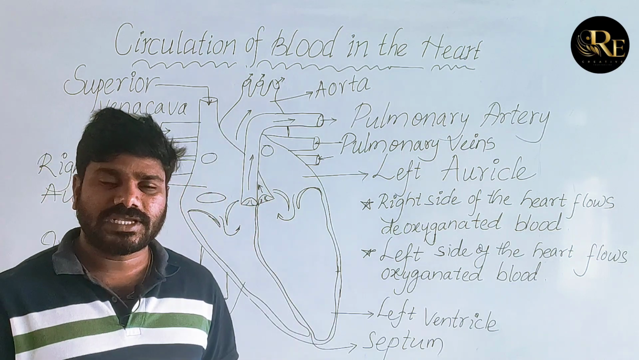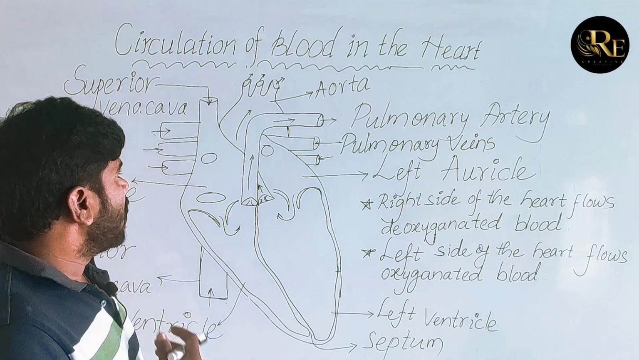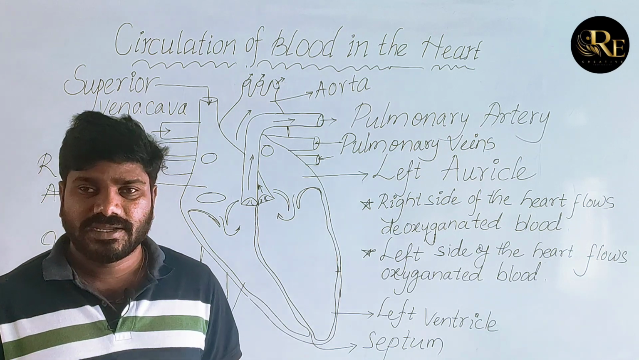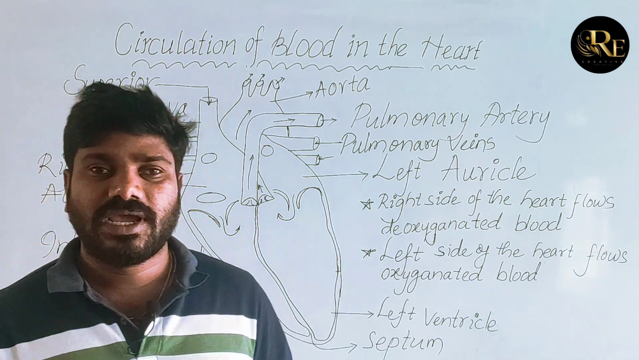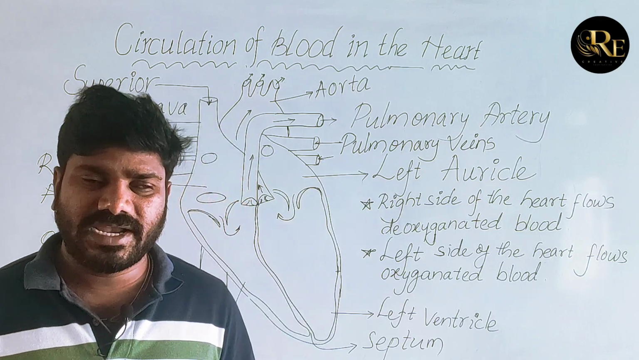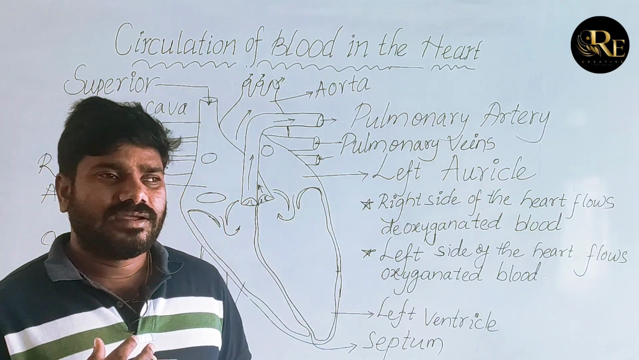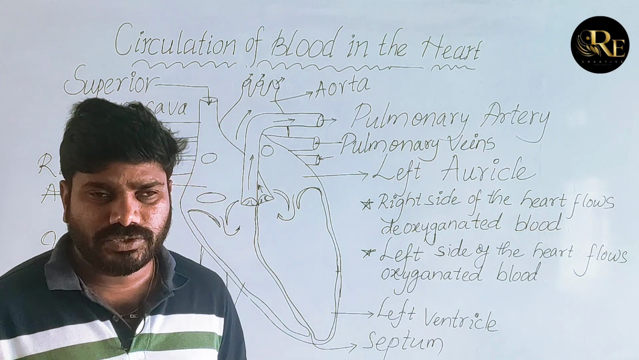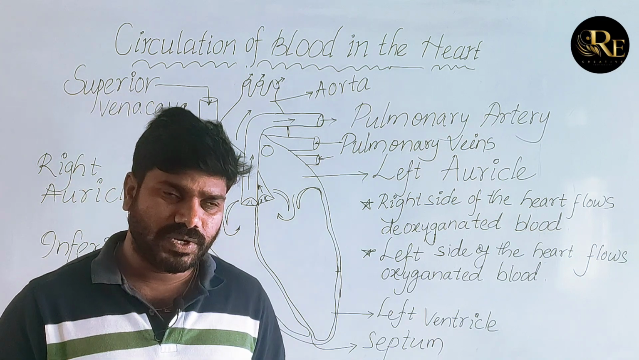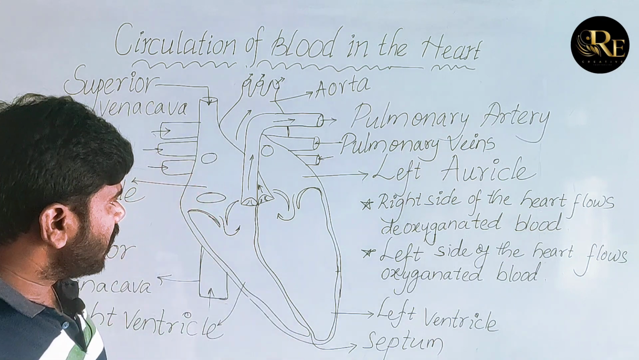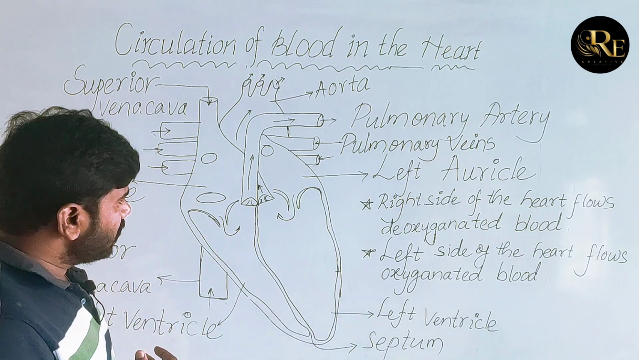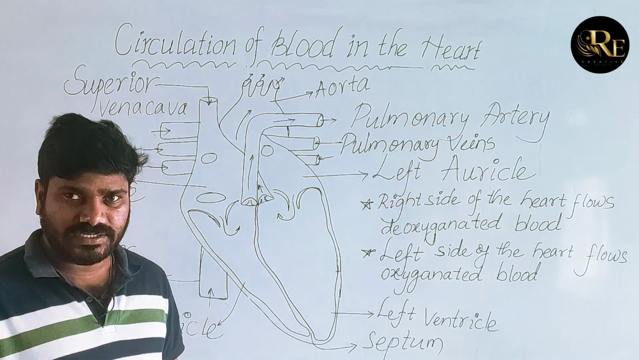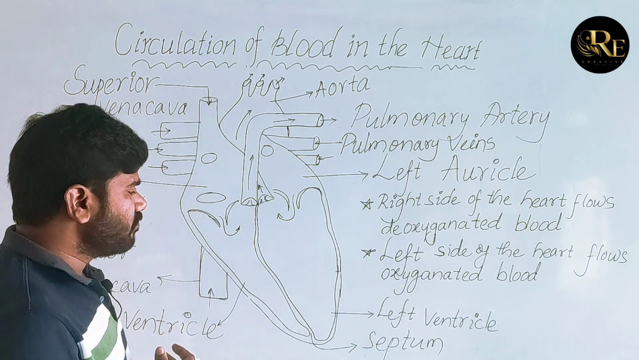Today we will discuss the circulation of blood in the heart. That means how the molecules separate and the nutrients are circulated from blood to different parts of the body tissue. Okay, let's see. The circulatory organ of the human being is the heart. How is the heart made up?